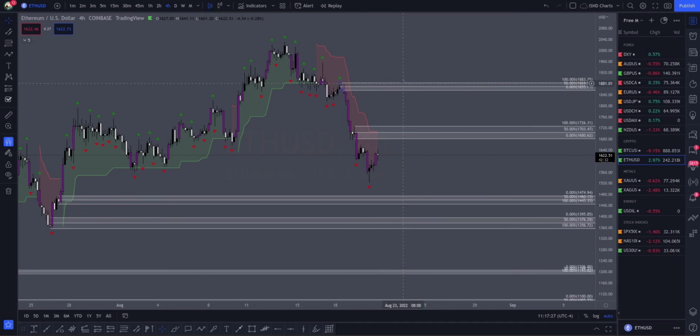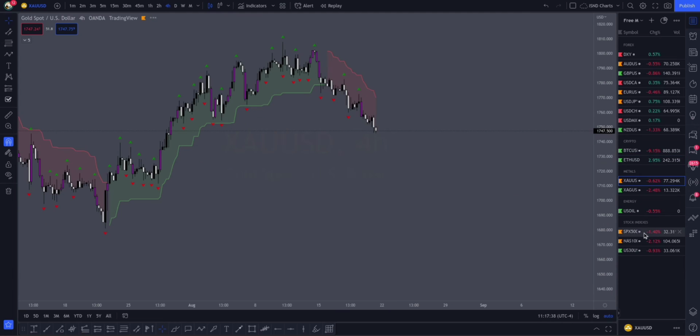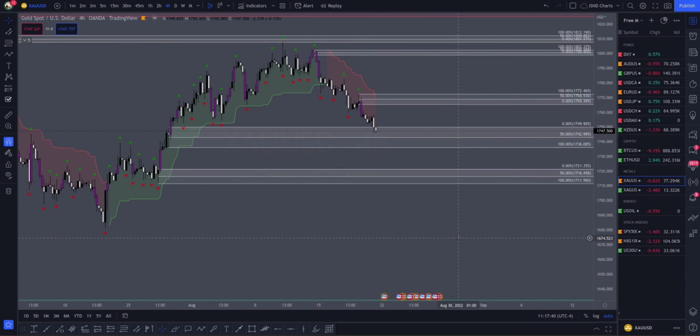Okay, and we do have a couple of unmitigated 4-hour supplies that we could be looking for price to push off of here. Okay, moving on to gold, XAU USD.